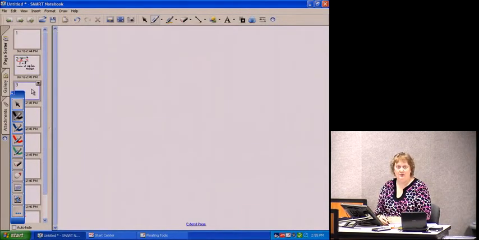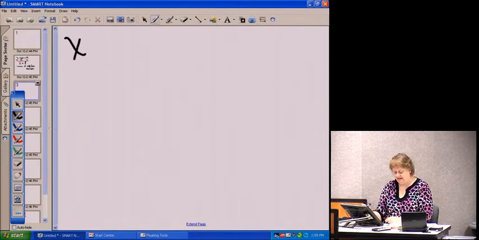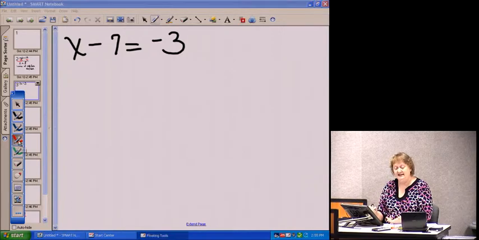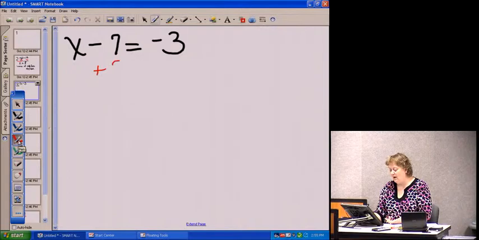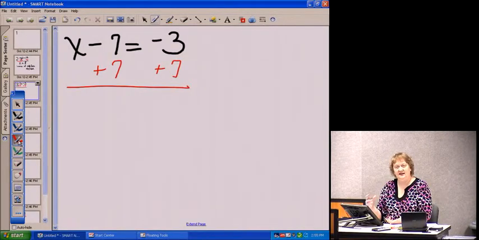Now let's look at a couple where we can't just look at them and tell what the answers are. These are going to involve some positive and negative numbers. Let's start with x minus 7 equals negative 3. And again, the idea here is to add 7 to both sides. Why do we add 7? Because x has been subtracted, and the inverse operation of subtracting 7 is to add 7.